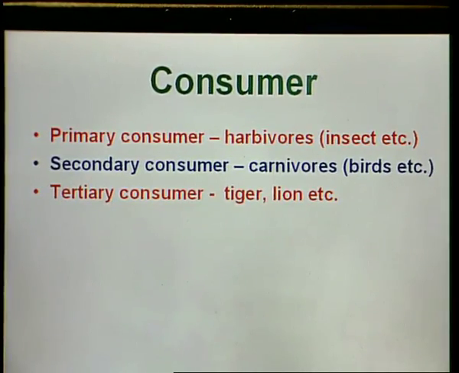Next, consumers. There are 3 types of consumers: primary consumers, secondary consumers, and tertiary consumers. Herbivores are known as primary consumers as they eat plants. Carnivores that eat herbivores are known as secondary consumers, and carnivores that eat other carnivores are known as tertiary consumers.